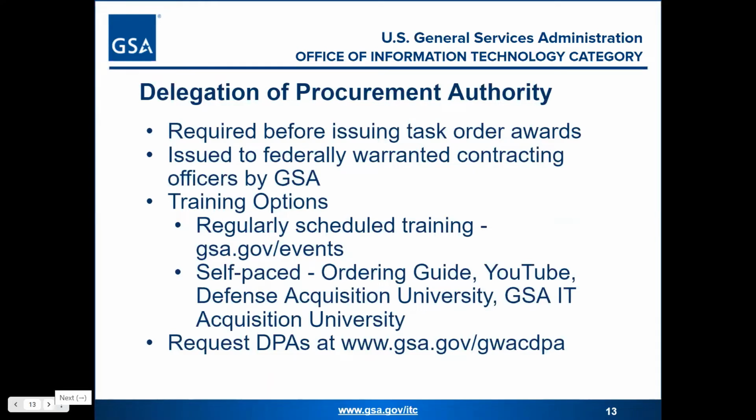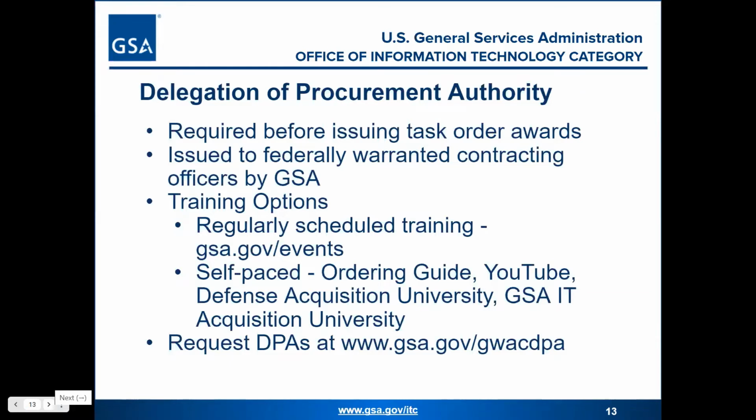And what it is really, familiarization, or I should say the required familiarization by a contracting officer of the 8(a) STARS 3 GWAC. Now, DPAs are required before issuing task order awards. And in our case, the DPAs are issued by GSA. We only issue these DPAs to federally warranted contracting officers, okay?